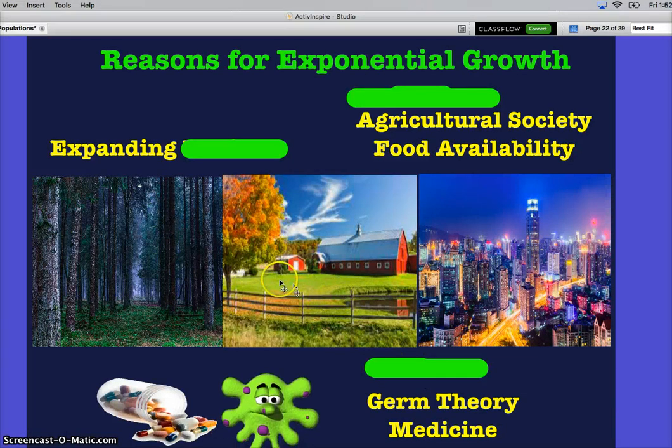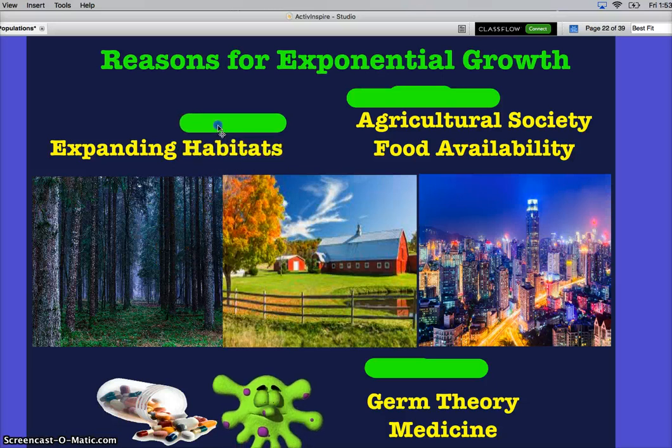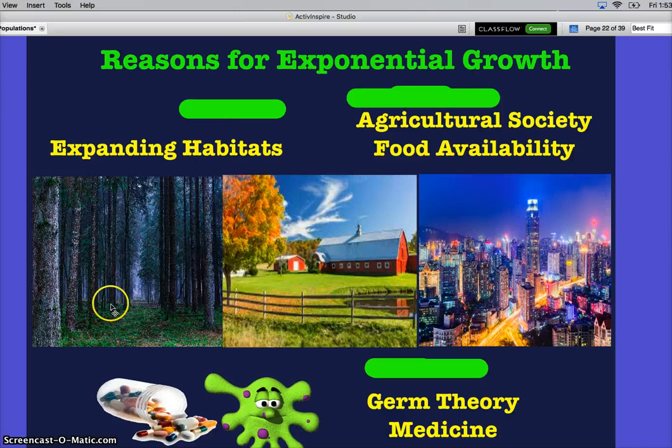It's expanding. What is expanding? Population. What happened from here to here to here? It's not really urbanization. This is a hard one, but it's expanding habitat. So we settled, right? We went from living in the forest and moving around to living in a house or a barn, right? To living in the city. So your first key to being able to settle was a habitat. Those are the 3 reasons for growth.